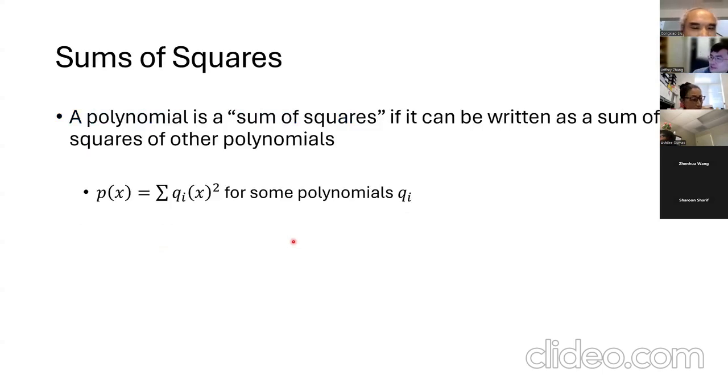So what's a sum of squares? We're going to be dealing exclusively with polynomials when we talk about sum of squares. A polynomial is a sum of squares if it can be written as a sum of squares of other polynomials. So for example, if I have some polynomial p, I want to be able to write it as the sum of a bunch of q_i squared.